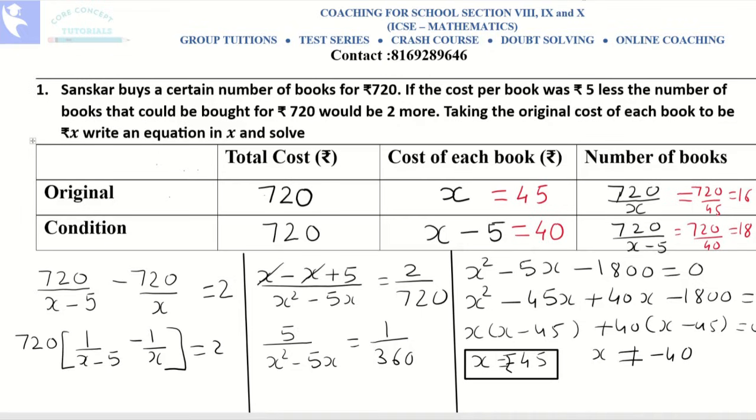So two books more. So here we find the original cost of the book. Therefore, cost of each book is how much, students? Each book is rupees 45. Drawing a table and understanding the sum becomes very easy and understandable. So I hope, students, you will practice these kinds of sums from the textbook. Thank you, students.